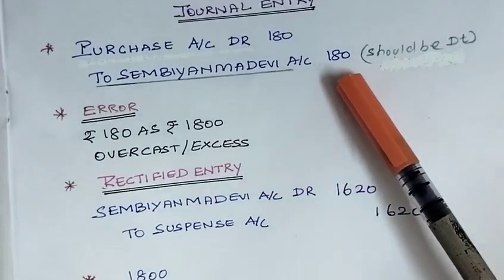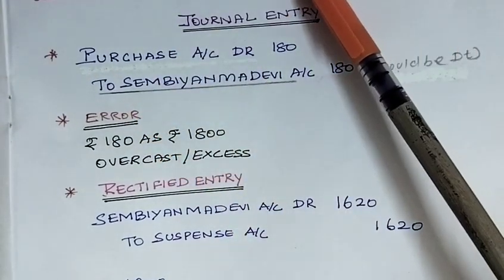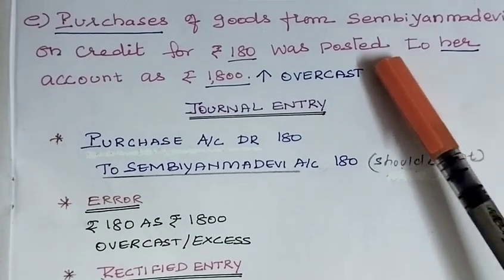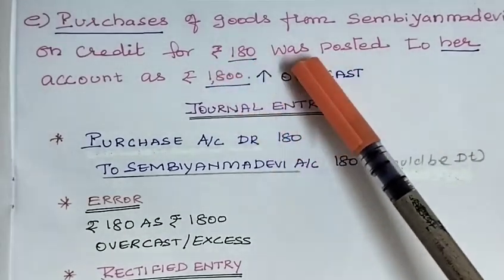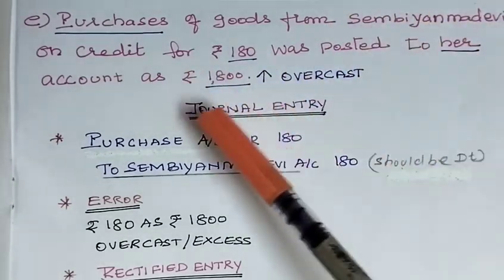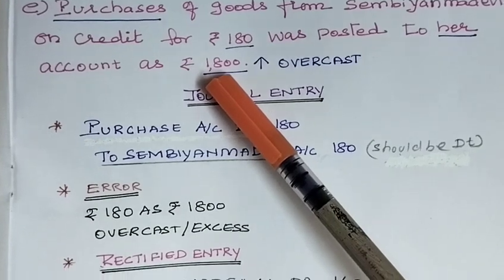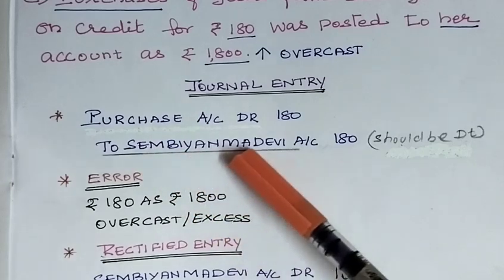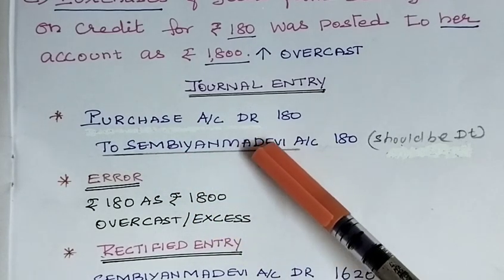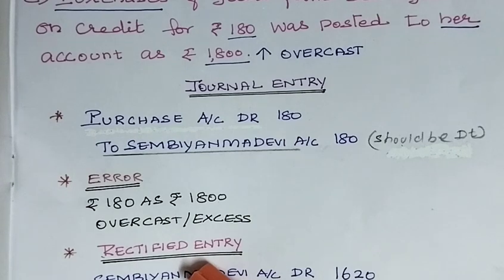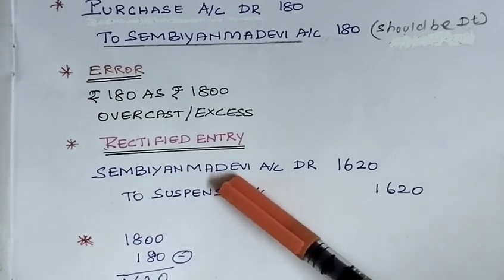Because you posted to her account what was given here in the transaction, that means Sembian Madevi's account as 1800. Listen, where is Sembian Madevi? Sembian Madevi is on the credit side. Okay, so you have to debit Sembian Madevi only. The error will be rectified. Okay, so for that you debit Sembian Madevi.